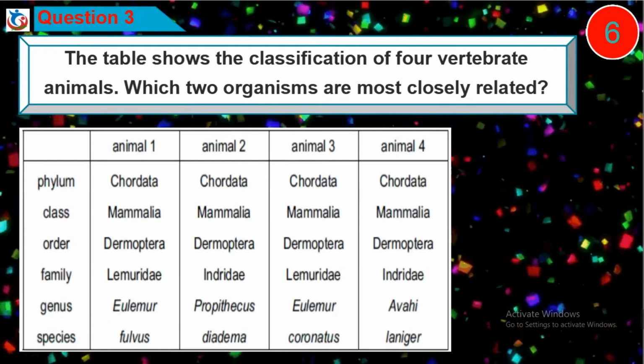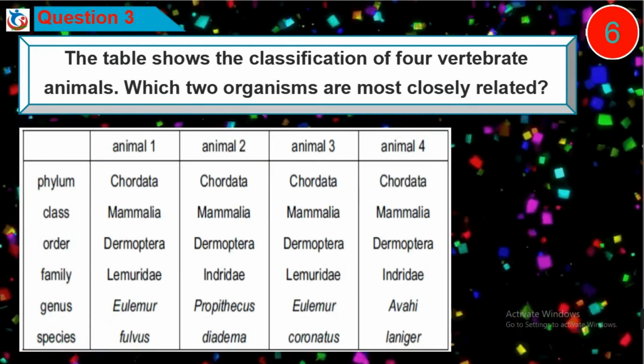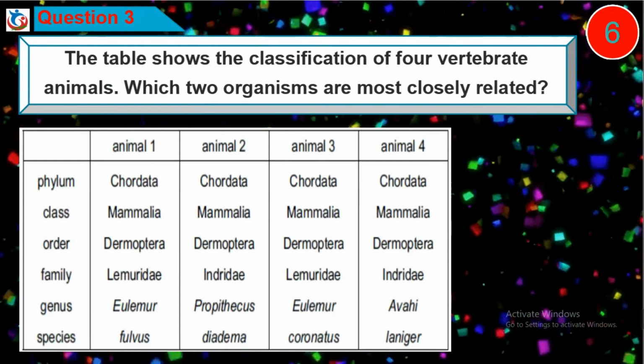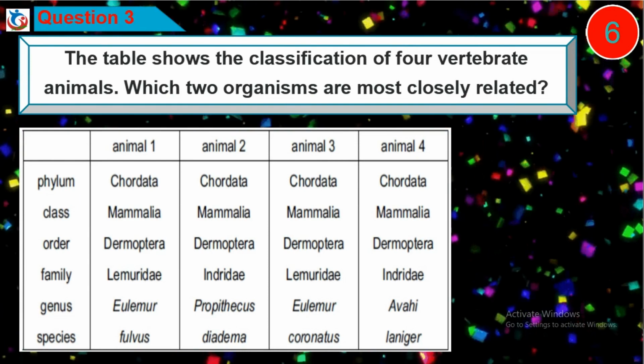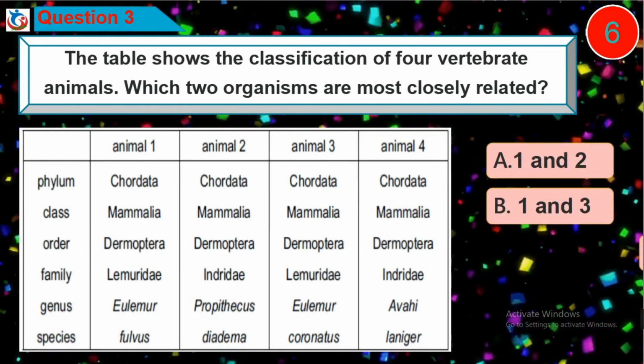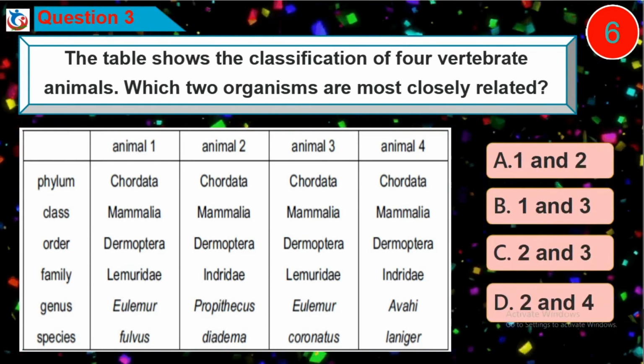Question 3. The table shows the classification of 4 vertebrate animals. Which 2 organisms are most closely related? Is it option A, B, C, or D?